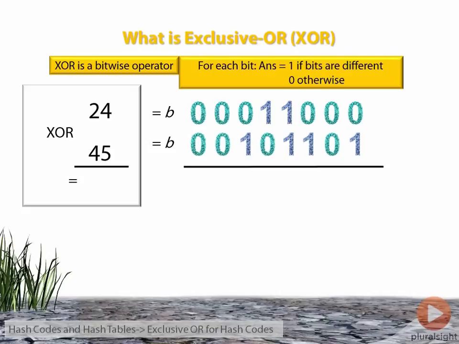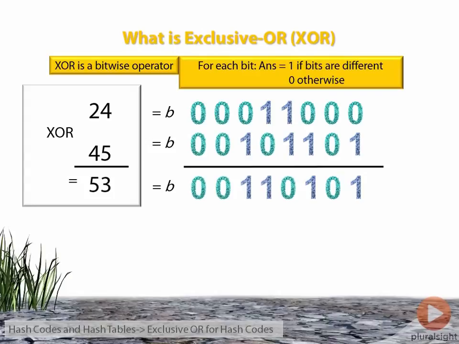So in our example, for the rightmost bit, we have 0 and 1. They are different, so a 1 goes in that bit of the answer. For the next bit, we have 0 and 0. They are the same, so 0 goes in that bit of the answer. For the third bit from the right, we have 0 and 1. They are different, so we have a 1 in that bit of the answer. And you can do the same thing for the other bits. And if we convert the final answer back into decimal, it turns out it's 53.